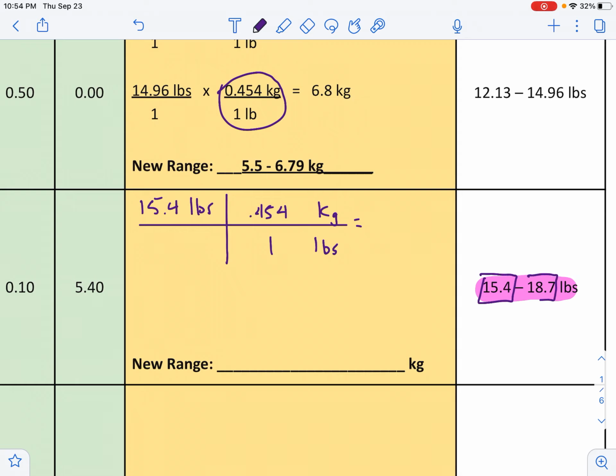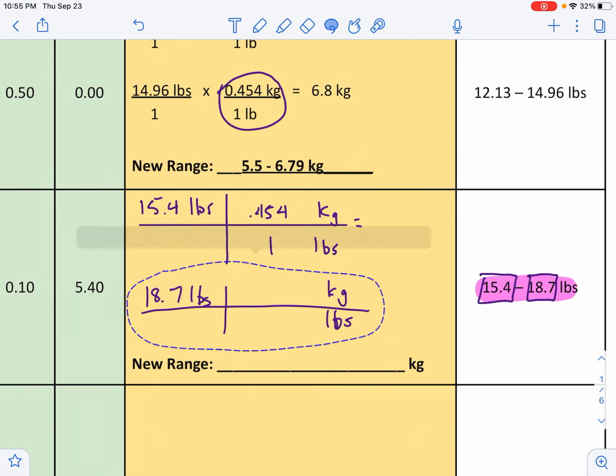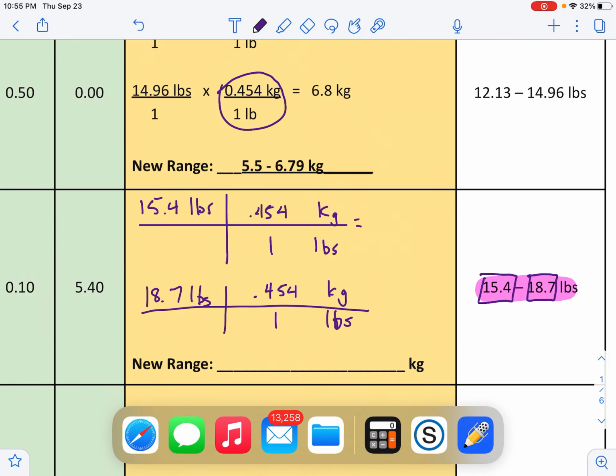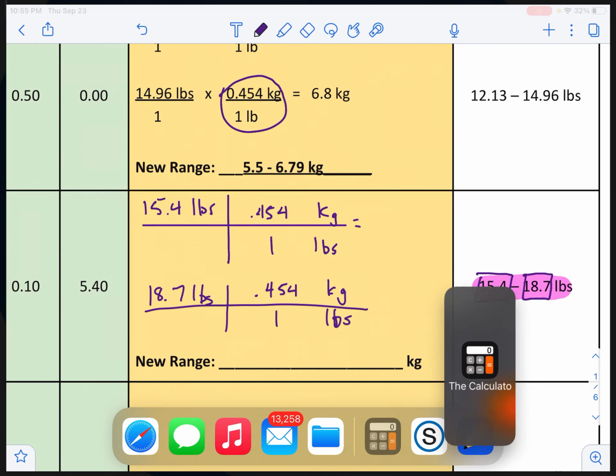Now we have to figure out what the high end of the range would be in kilograms as well. It's the same setup. 18.7 pounds. Pounds goes on the lower right, kilograms goes in the top left. And you put in the same conversion factor. 1 pound is 0.454 kilograms.